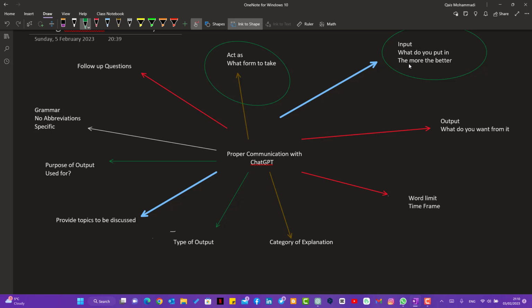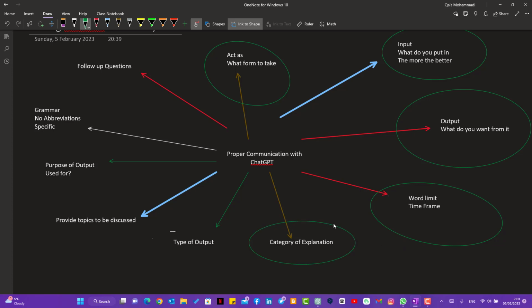So here you should be specific about what you give ChatGPT, and then what you expect from ChatGPT. That should be in the output section, where you tell ChatGPT, this is what I want based on what I've given you. And then, if possible, provide a word limit and time frame in order to get a more accurate answer.